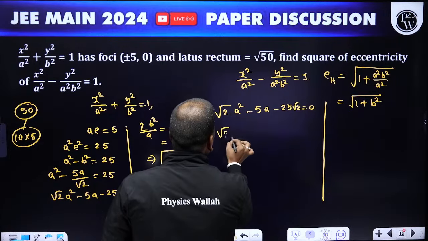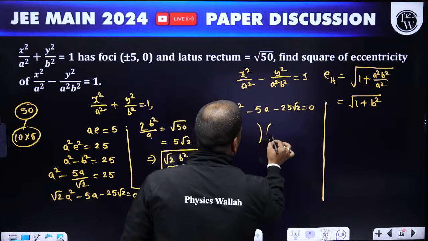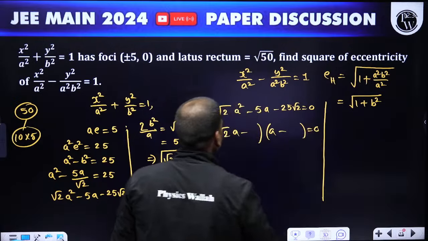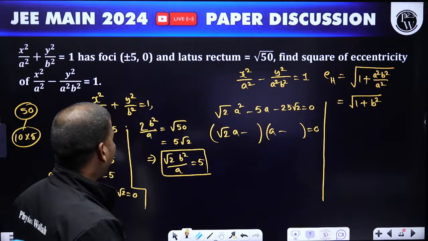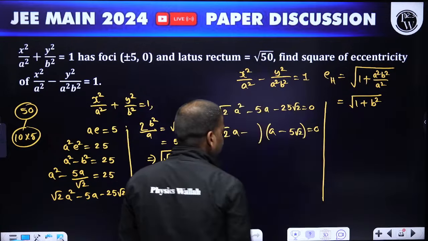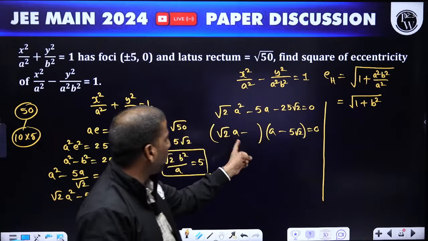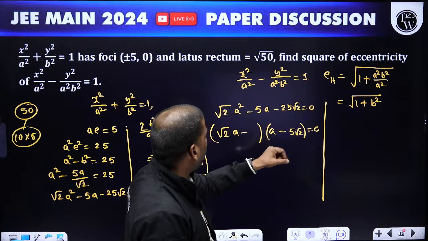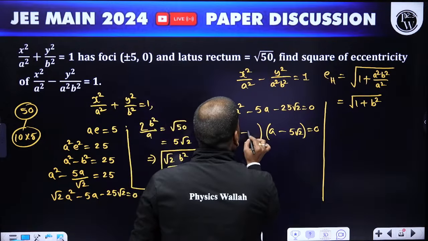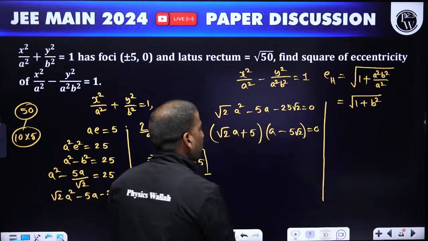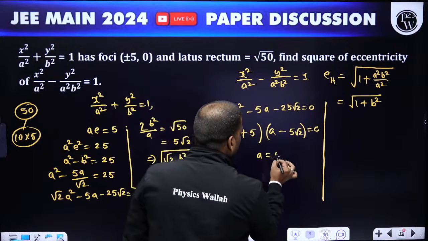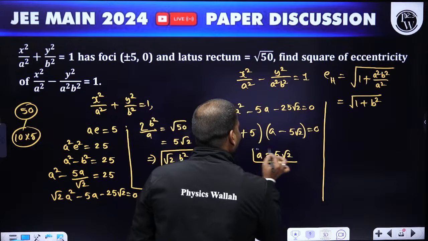So 2 root 2a something, a minus something, we need to balance this. 5a we want, so 10. So that means 5 root 2, I will write it here. If I write 5 root 2, what do you get? Root 2a into 5 root 2, so 10a. And here, this is a plus 5, so this is plus 5a. That's all. So a is not negative. a is a positive value. a is equal to 5 root 2. See how easy it is.